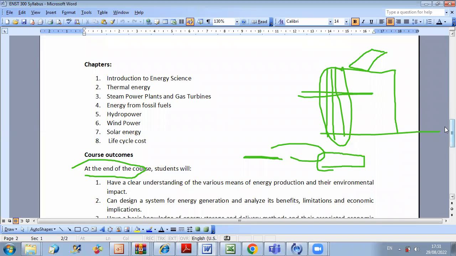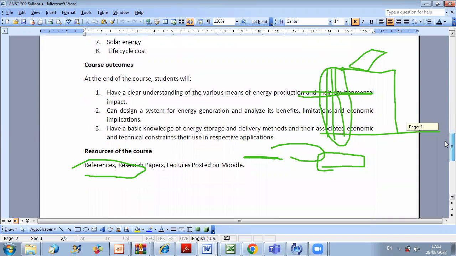Now, at the end of the course material, I hope that you will have a clear understanding of the various means of energy production and their environmental impact. We'll see how we can design a system for energy generation and analyze its benefits, limitations, and economic implications. And you'll have a basic knowledge of energy storage and delivery methods and their associated economic and technical constraints and their use in respective applications.